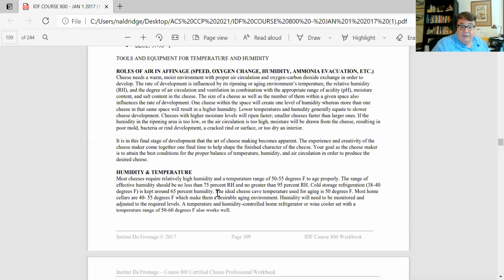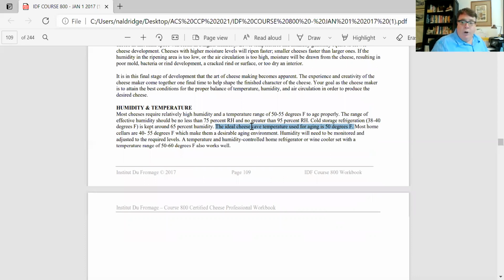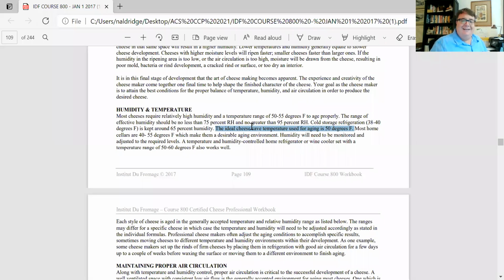And I've got it again in this one. The ideal cheese cave temperature used for aging is 50 degrees Fahrenheit. I've seen that twice now. You may want to remember that. Now, page 110. Let's keep rolling.